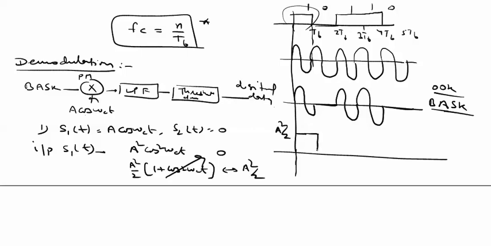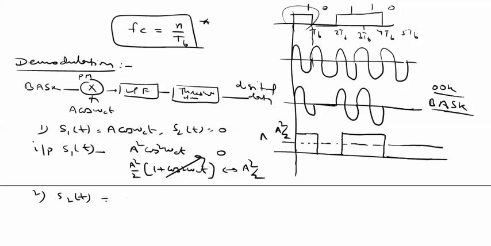If 0 is the input S2(t), then 0 multiplied with A cos omega ct gives result 0. The threshold detector decides on the basis of 0 and A square by 2, so it is tuned in between, at A square by 4. If the received component is above A square by 4, the answer is 1; below that, 0. For example, 1, 1, 0, 0.